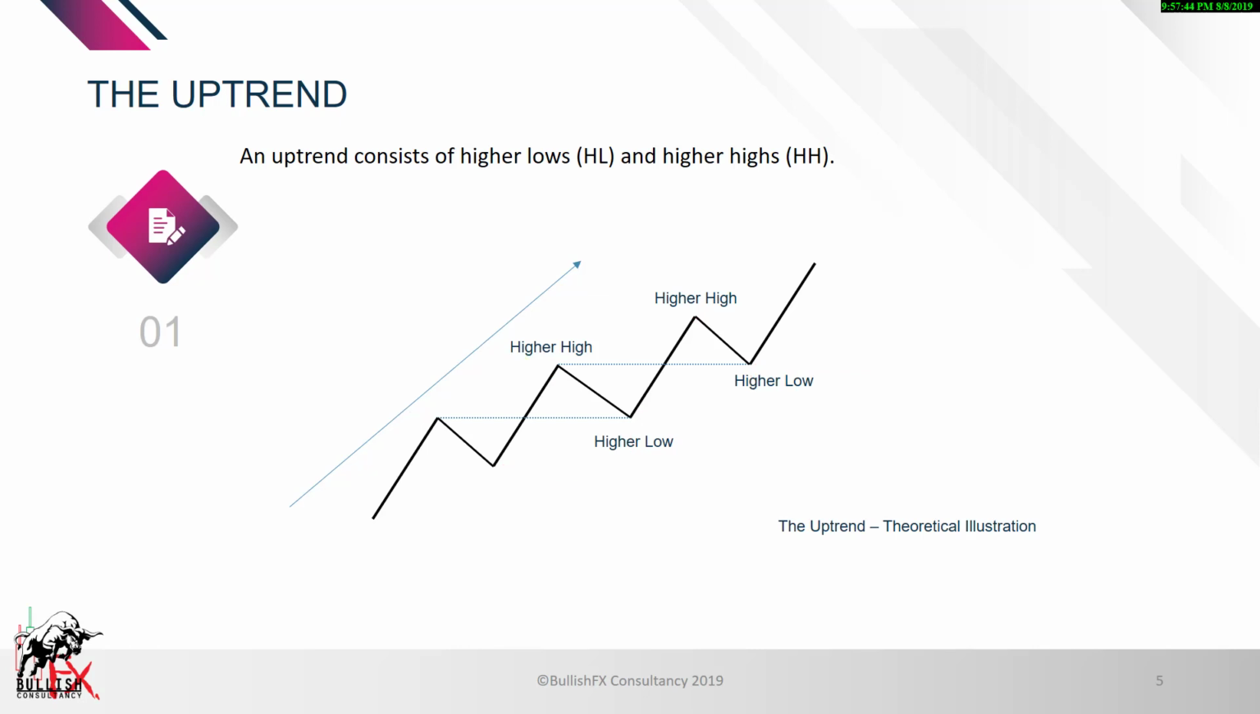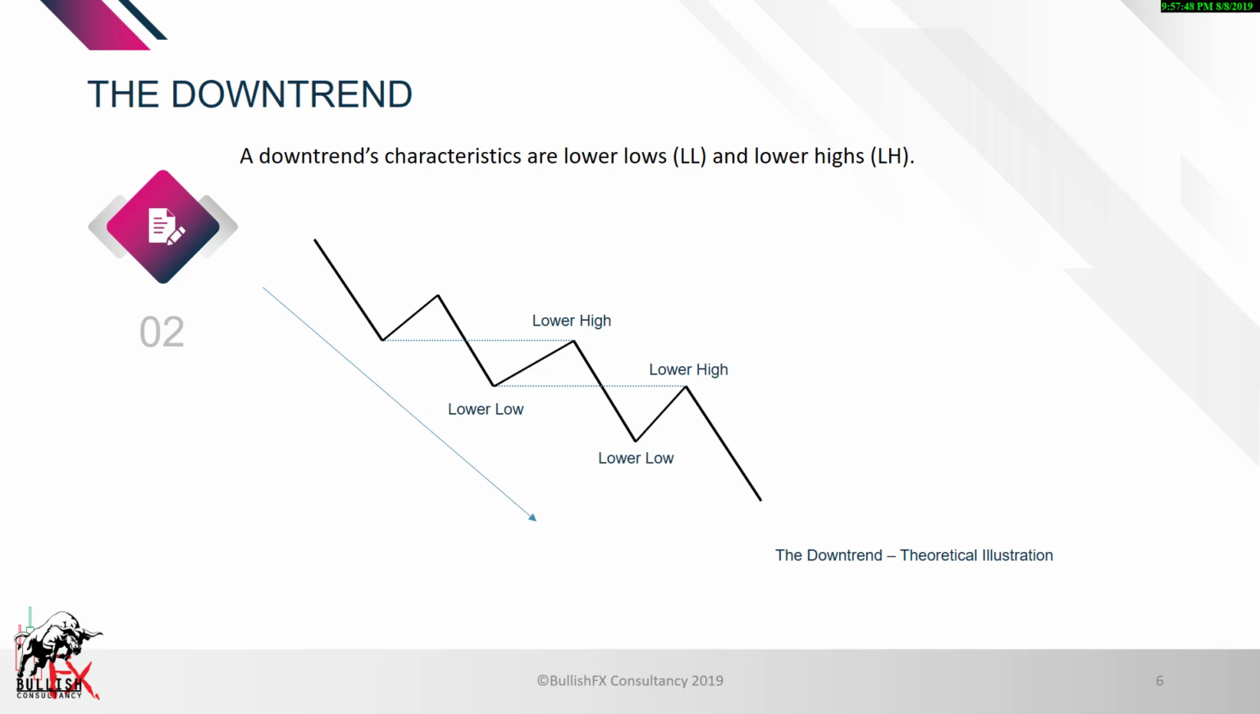Now let's take a look at a downtrend. Now the same principle applies, but in the opposite direction. During a downtrend, price forms lower lows and lower highs. So price is moving to the downside, and then it's forming lower lows and lower highs.